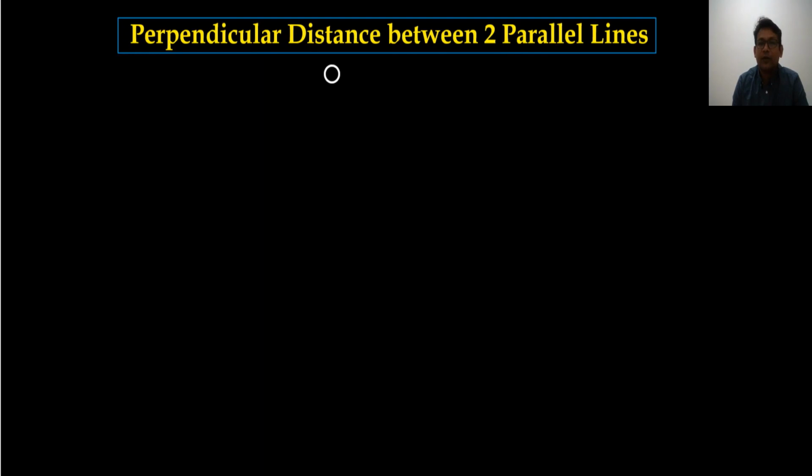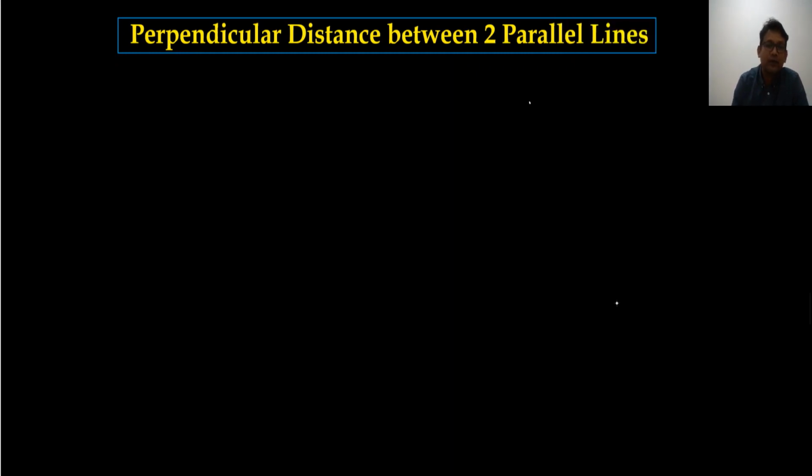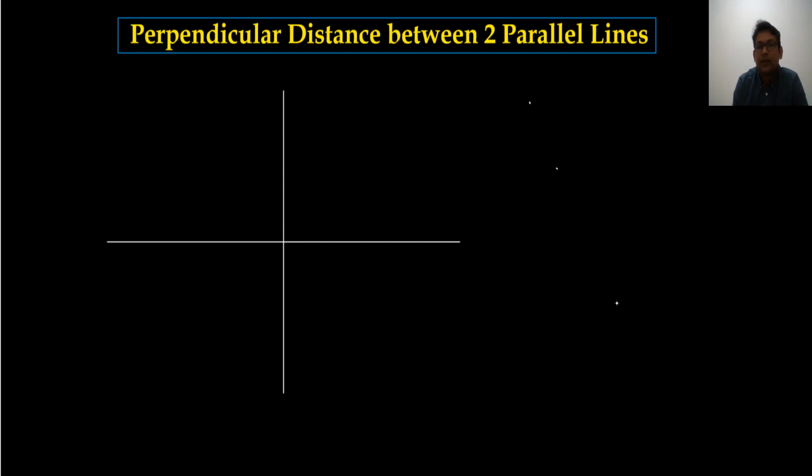Perpendicular distance between two parallel lines is one of the important topics in coordinate geometry, and we have some questions to do. Starting with the explanation first, here is how we can find the distance between two parallel lines. For that purpose, I need axes, and secondly, I need two parallel lines. Both the lines are parallel, so the gradient will be the same.